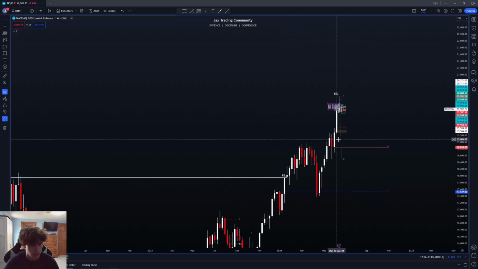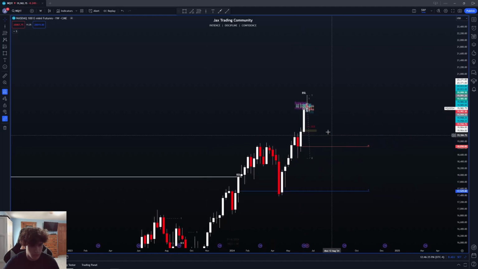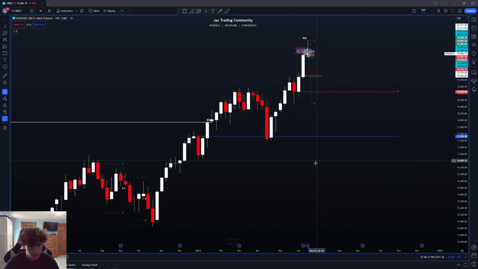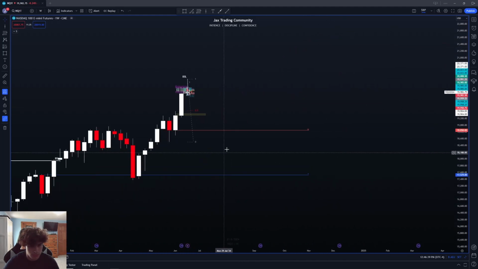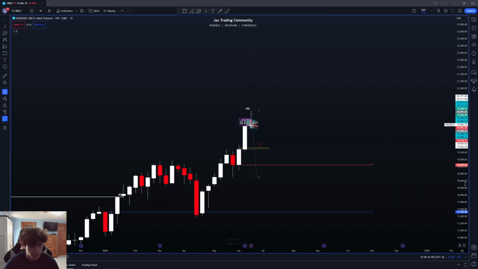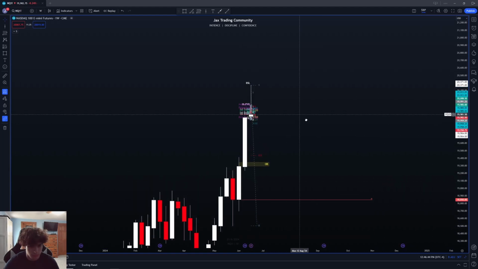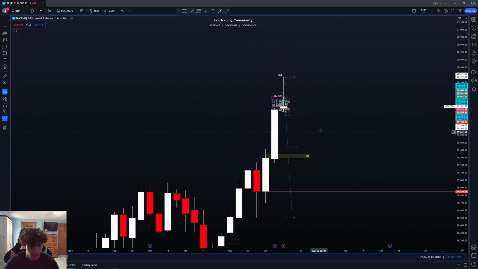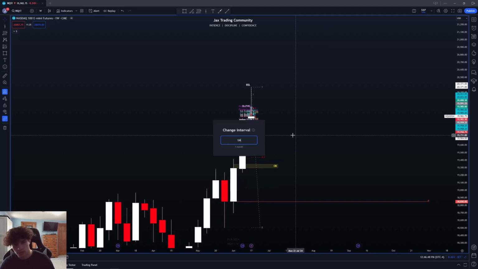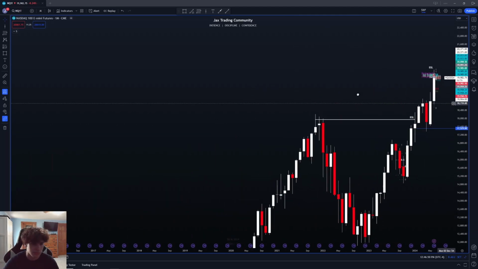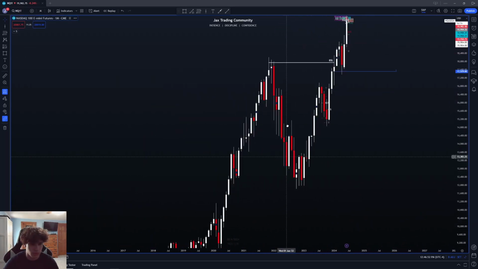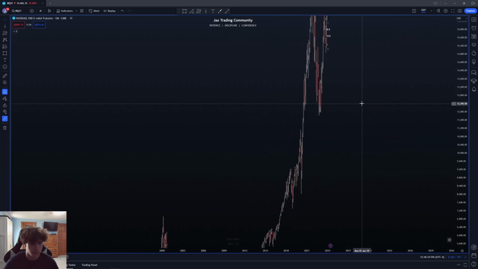Let's look at the weekly as well. We did create a weekly fair value gap, which is usually, this is kind of a big one. Just looking at this. Let's look at the monthly now. This is the monthly chart, so you can see we're on all-time highs. This is the history of the chart right here.